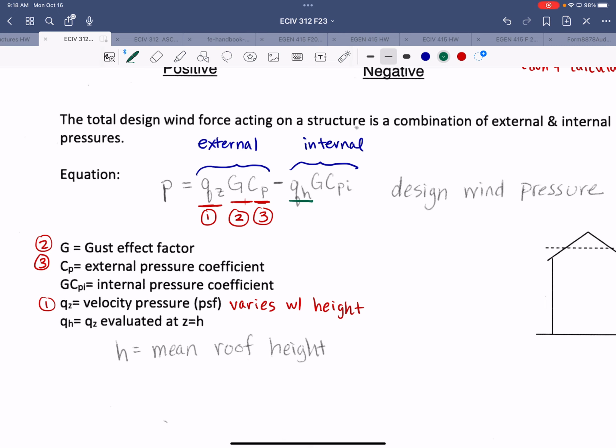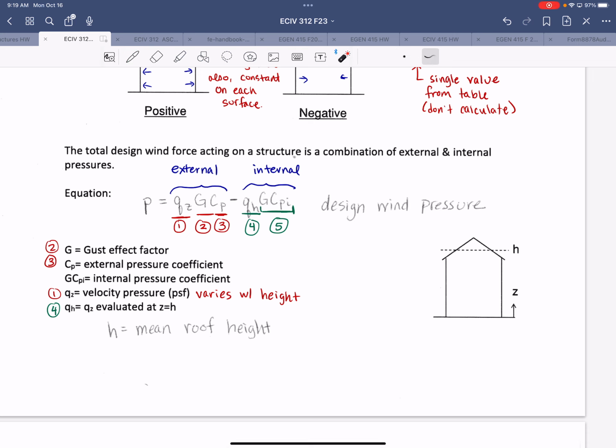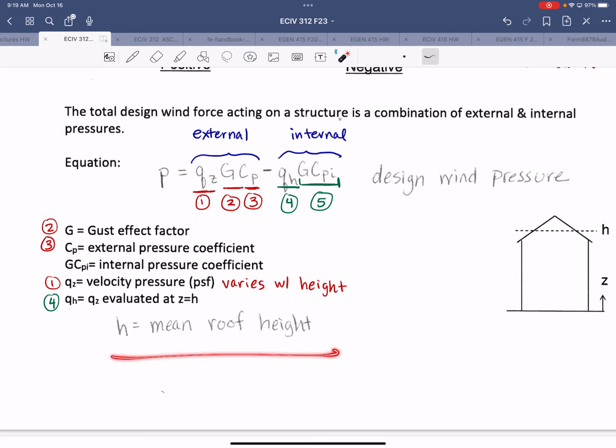Now to break down the internal pressure calculation, we have two values that are multiplied together to get your internal pressure. One is QH, I'm going to call that 4, and then we have the internal pressure coefficient, which is all representing one single value. I'll call that 5. QH is simply QZ evaluated at Z equals H. And this sketch right here shows you graphically, right? You've got Z as a variable distance measured from the base. H represents the mean height of the building, mean roof height. So that's noted down here.